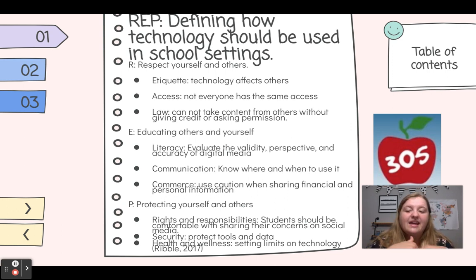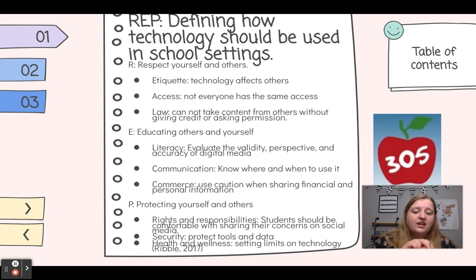And the P in REP is protecting yourself. As a person who is online and using technology in USD 305, you have rights and responsibilities. Students should be comfortable sharing their concerns about technology and about what people have posted with educators. We should be a safe place where if a student is concerned about something, they want to come talk to us about it. The second one is security.